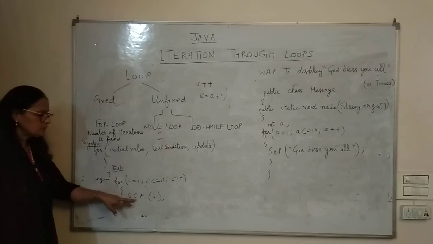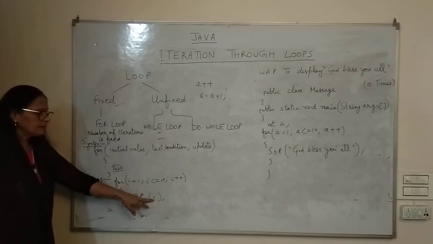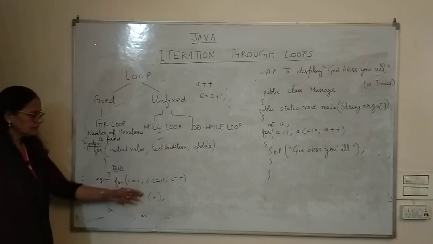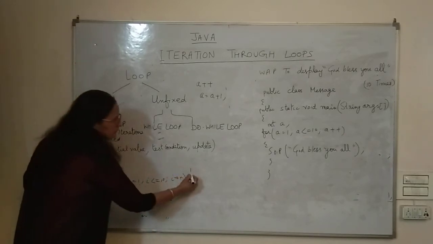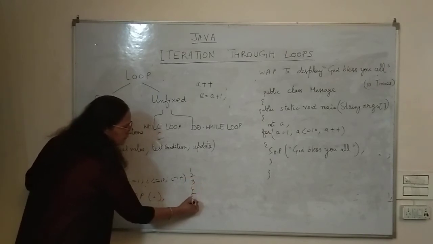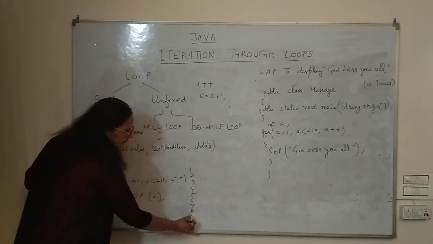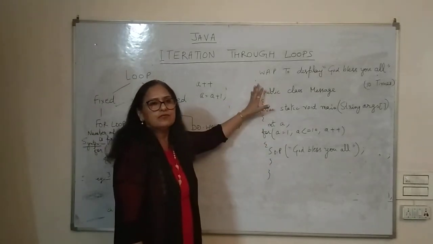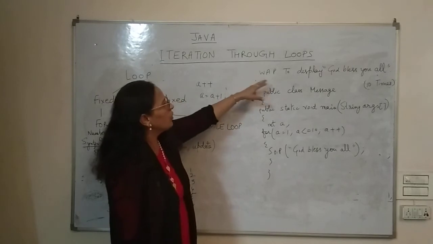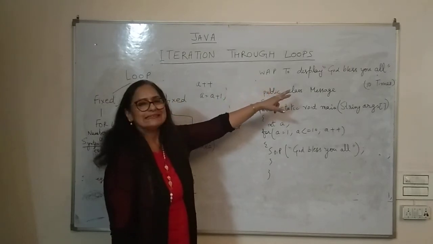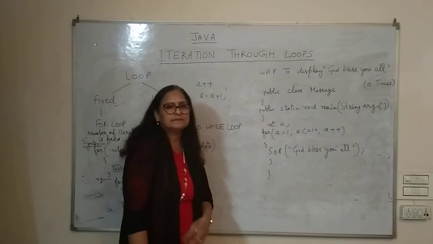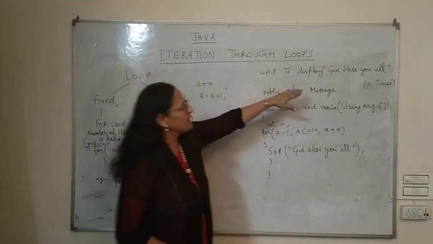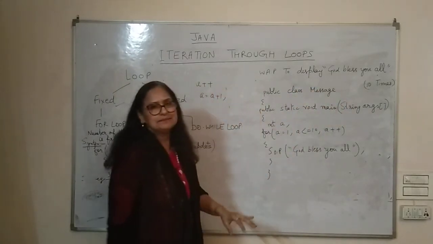SOP means System.out.println I. It means this is going to print I 10 times and its output will be 1, 2, 3, 4, 5, 6, 7, 8, 9, 10. Now my dear friends, look over here, this is the program using the for loop. Here we want to print or display the message God bless you all. So this is my blessing to all of you. So I want to print that blessing 10 times.